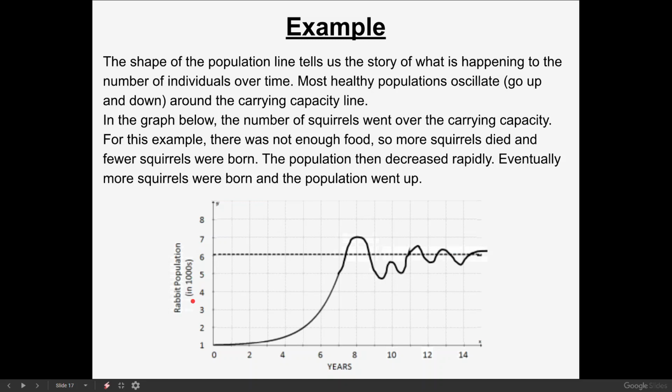So the shape of the population line tells us the story of what's happening to the number of individuals over time. Most healthy populations oscillate, go up and down around the carrying capacity line. So usually they go up and down and up and down and up and down like this.